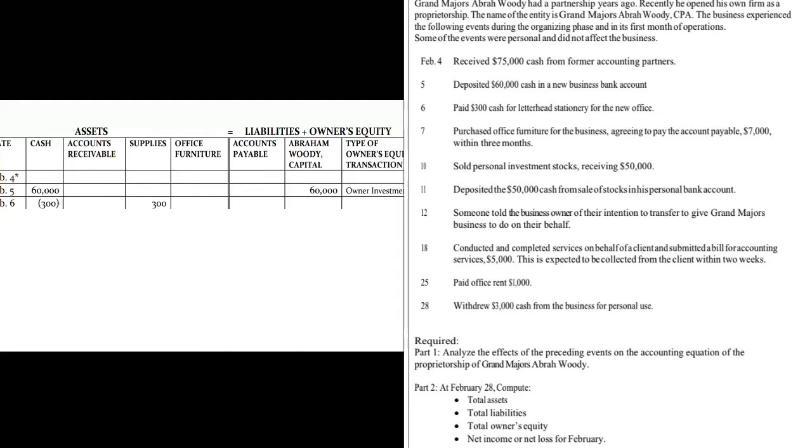So our office furniture is increasing by $7,000, and our payments to be made in the future, our accounts payable, is also increasing by $7,000.